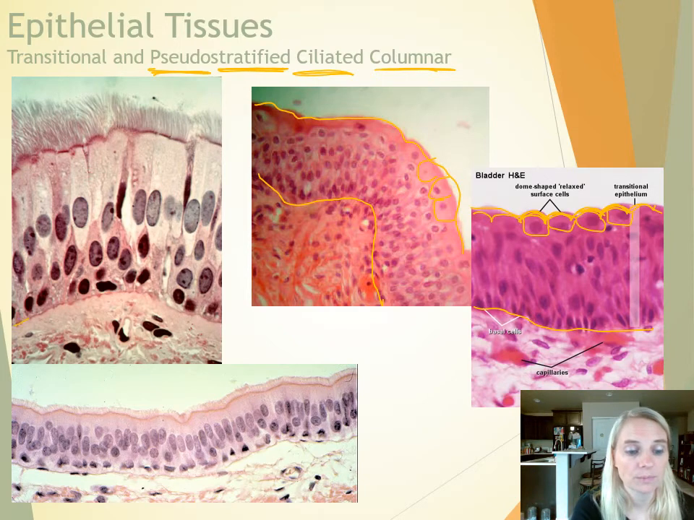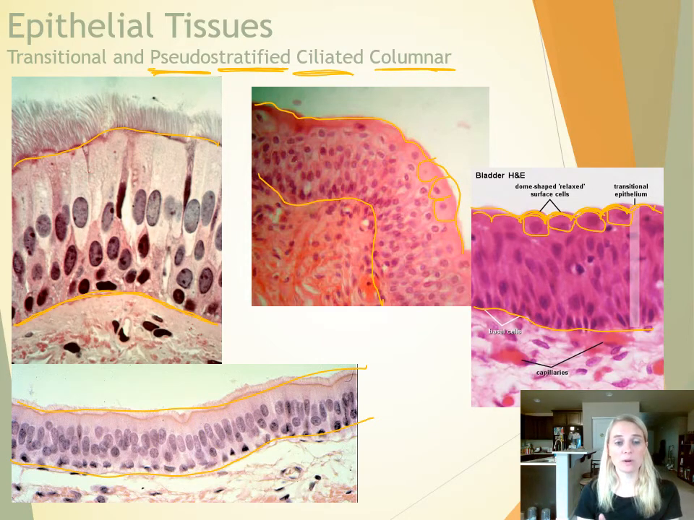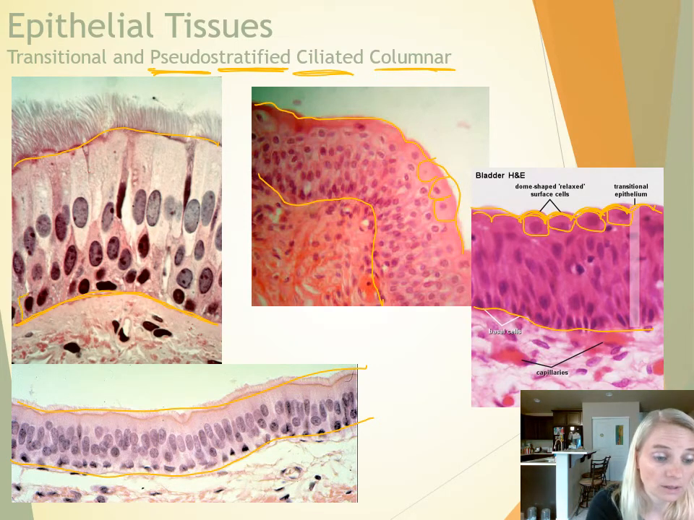So here we go. Basement membrane, free edge. Basement membrane, free edge. Okay, so now we've identified basement membrane and free edge. We can look at the shape. They definitely look columnar. They kind of look like they could be layered, right? So here's some cells, or it looks like maybe some column-shaped cells.